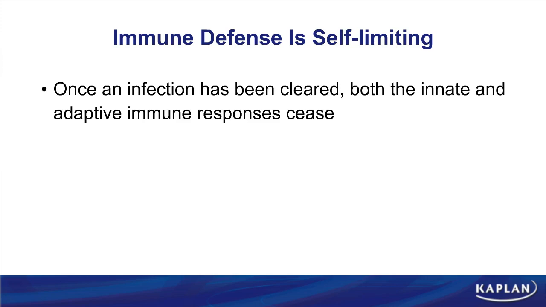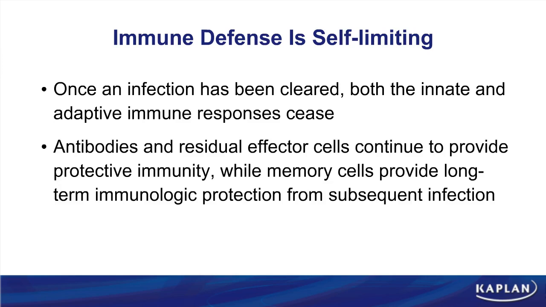Now, as far as adaptive immunity, we have antibodies and residual effector cells like T cells and B cells that provide immunity. And then we have these long-lasting memory cells that really survey the body looking for that same antigen again to protect us from subsequent infections. Again, here's the key point, with the same pathogen. Remember, the immune response, particularly when we're talking about the adaptive immune response, is highly specific.